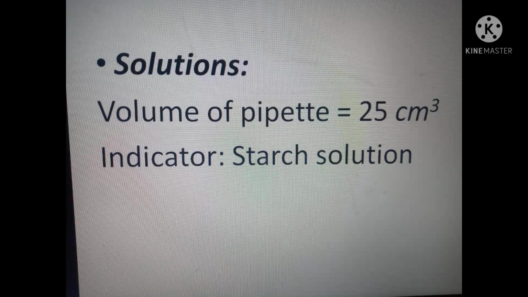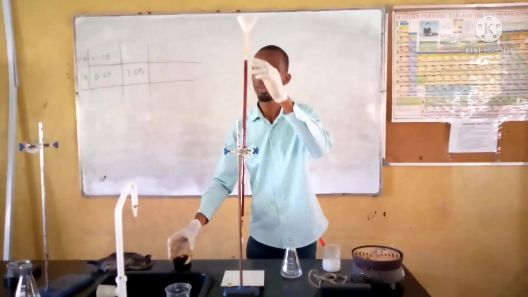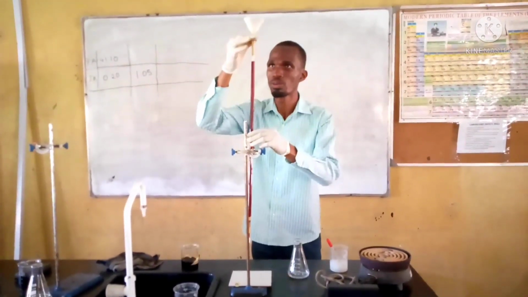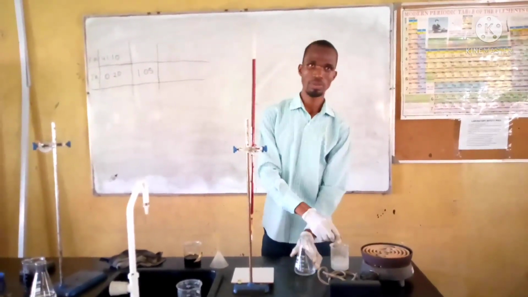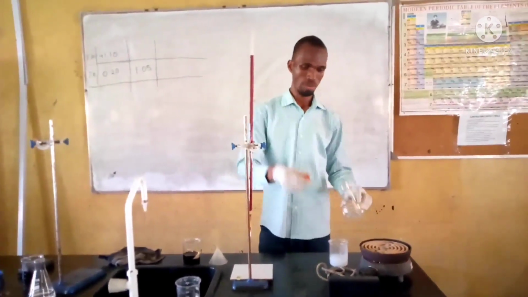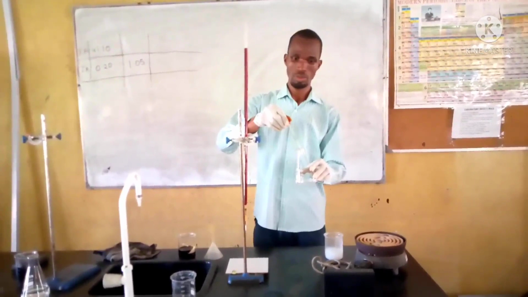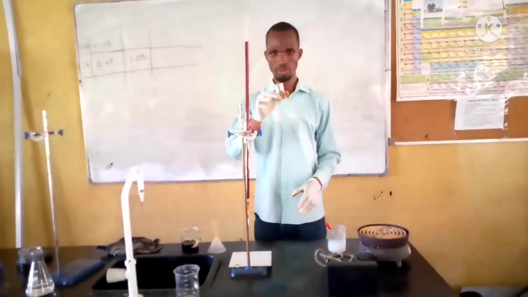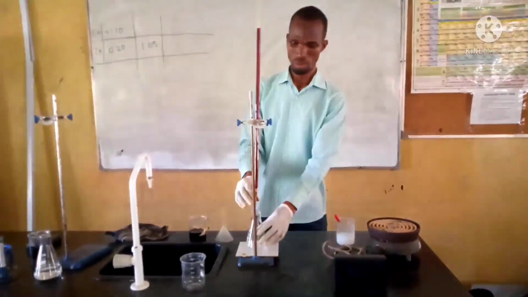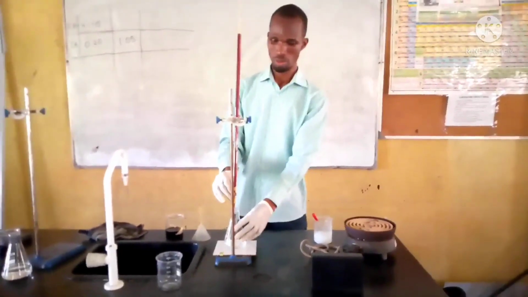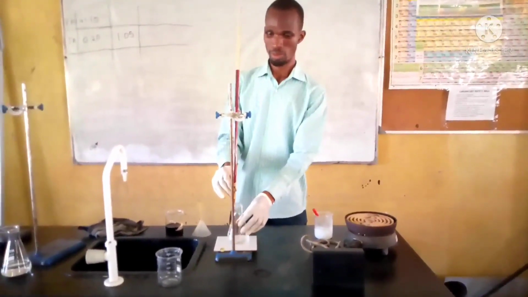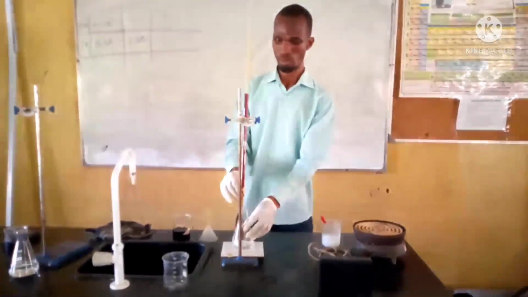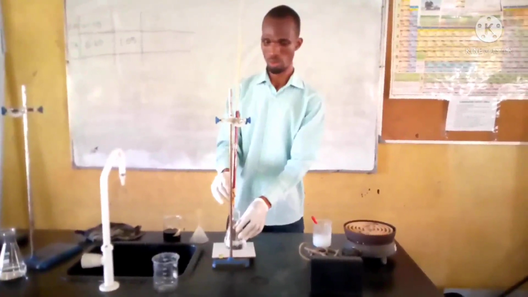So the volume of pipette used here is 25 cm³, and then you titrate it like this. You put the iodine solution in the burette and pipette 25 cm³ of the thiosulfate solution into the conical flask. You add some drops, maybe 5 drops or even less, of starch solution into it. I prefer using a boiled starch because it's more sensitive. And we titrate it. The endpoint is observed when you have a permanent blue-black color.